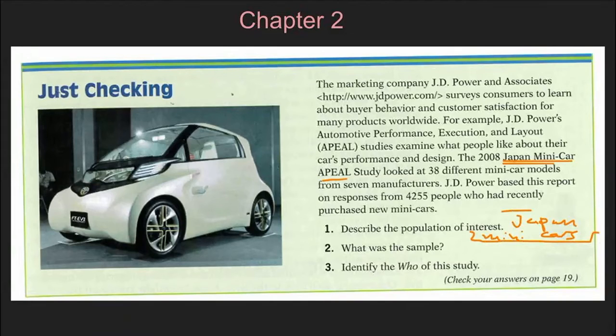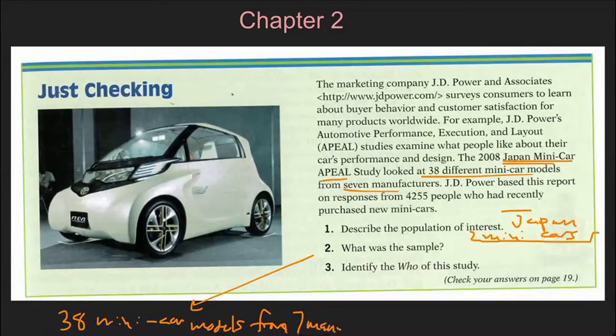So what was the sample? What did they actually collect data on? Well, they collected data on these 38 mini car models. So sample, 38 mini car models. And also we want to be as descriptive as possible here. We can also add that they're from 7 manufacturers. And then the who of the study, again, who is just the same thing as sample. So that'd be our answer there.